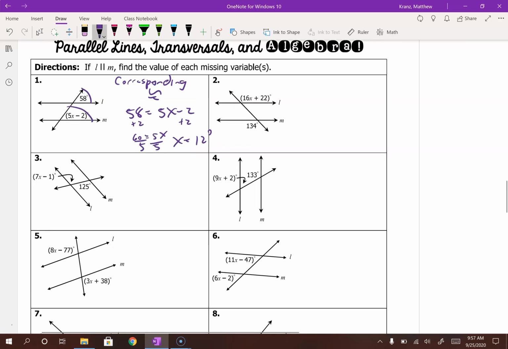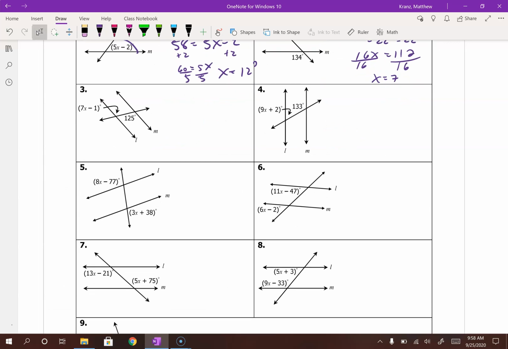If I look at number 2, these are alternate exterior angles, and they're also congruent. 16x, right, these are congruent. Plus 22 equals 134. Same deal, minus 22, 16x equals 112. And when I divide by 16, that is 7. So x is 7.